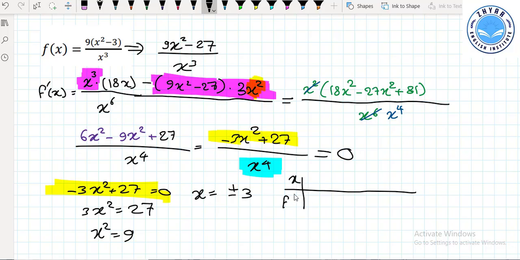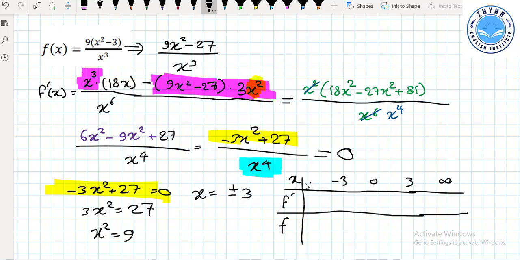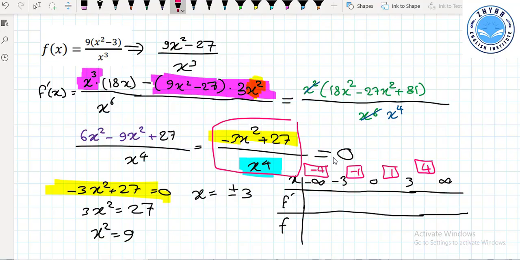Table: x, f prime, f. The x's are negative 3, 0, 3. More than 3 is infinity. For testing, I want to choose some numbers. Less than negative 3, I want to choose negative 4. Between negative 3 and 0, negative 1 is good. Between 0 and 3, 1 is okay. More than 3, I want to choose 4. Let's input all of these 4 test numbers into the derivative. This is the derivative. Then let's see if the result is positive or negative.